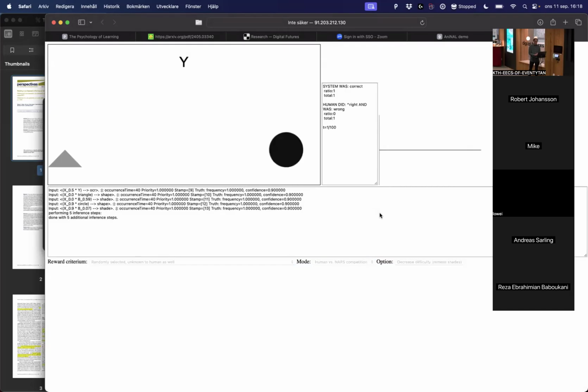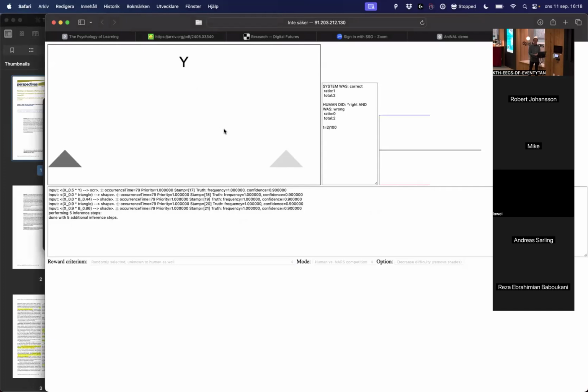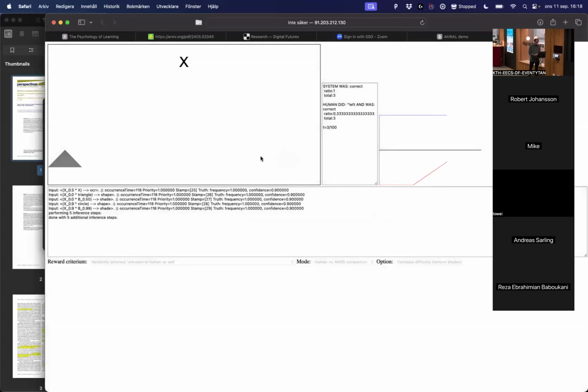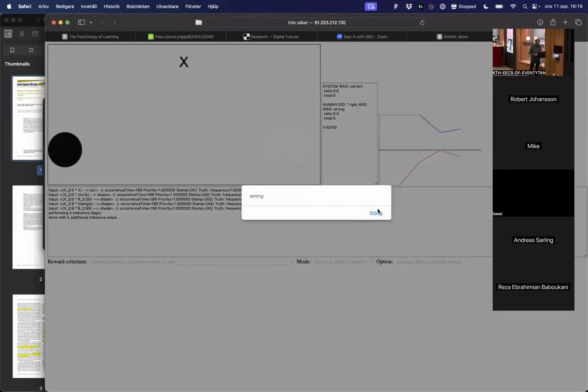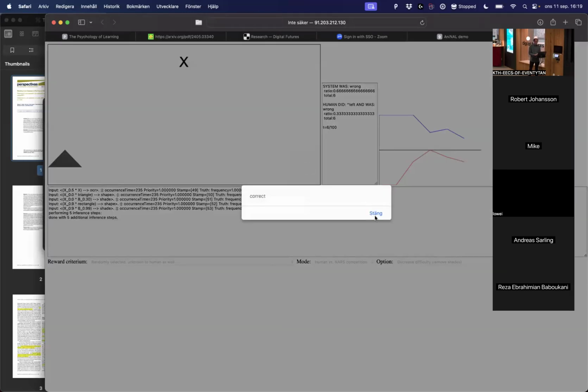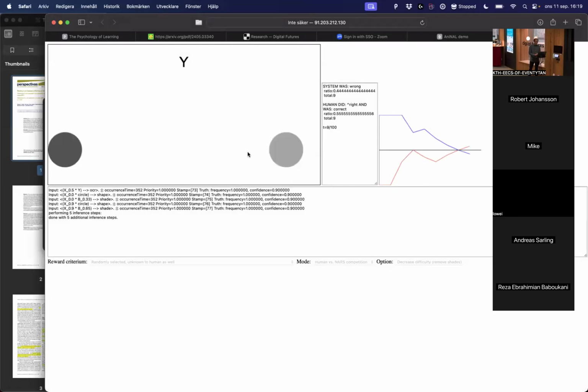So I click, wrong, click, wrong. So Y is not about circle, maybe. Maybe it's also not about things on the right. Get it? Oh, this was Y now. Okay, so X, let's see. Maybe X is about circle? No? Maybe X is about the thing which is brighter? Yes, this seems to be the case.